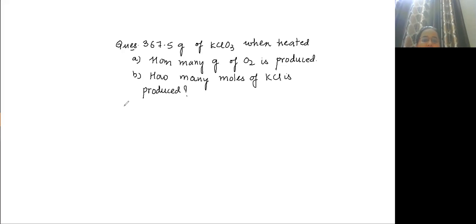How will you do this? First, KClO3 is giving KCl plus O2. Balance this equation, it will be 2 KClO3, 2 KCl and 3 O2. Okay. Now you have to find out gram of O2 that is produced and weight of KClO3 is given.